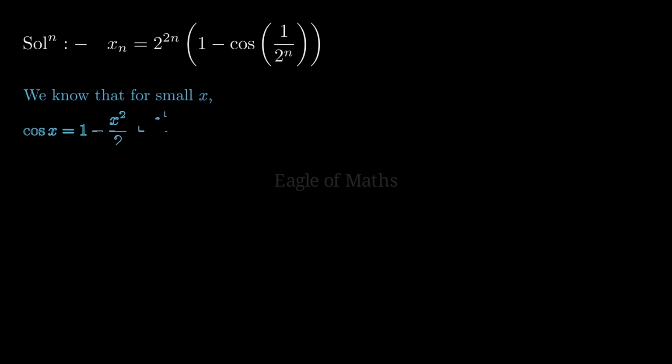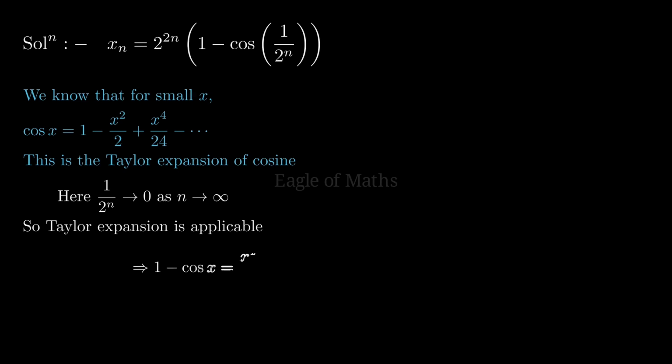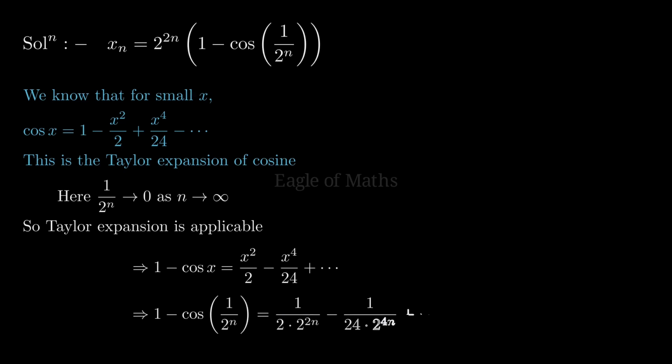Given the sequence xn equals 2 to the power 2n times 1 minus cosine of 1 over 2 to the power n. We use the Taylor expansion of cosine x for small values of x. Since 1 over 2 power n tends to 0, we can apply this expansion. First we write 1 minus cosine x using Taylor expansion. Now substitute x equals 1 over 2 to the power n. This is the original sequence expression.